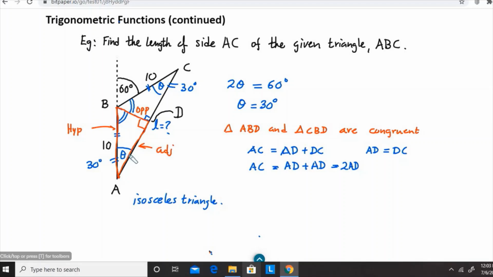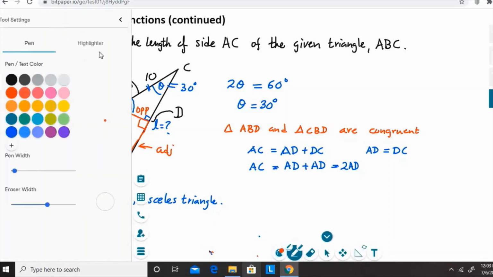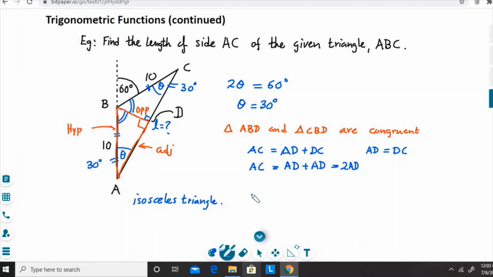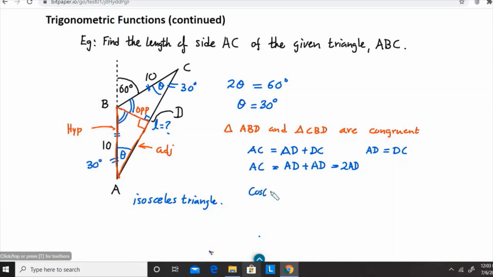Actually, I'm going to define cosine of the angle, cosine theta. So if you look, cosine theta is equal to adjacent divided by the hypotenuse. Adjacent is AD and hypotenuse is AB.